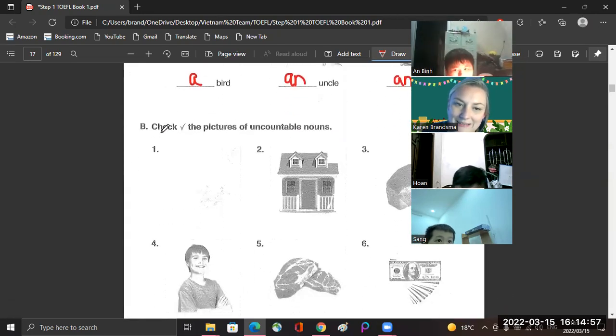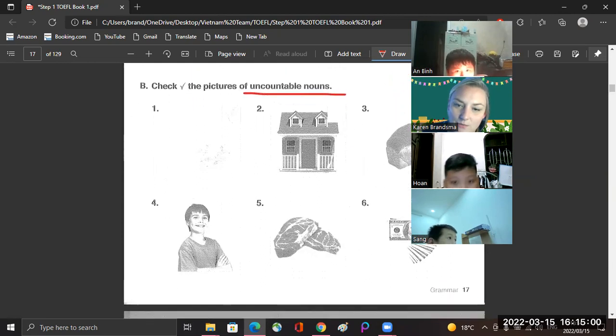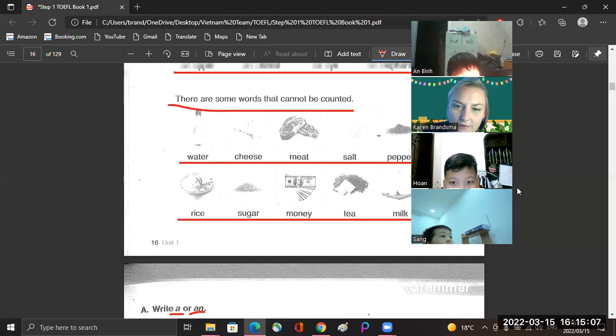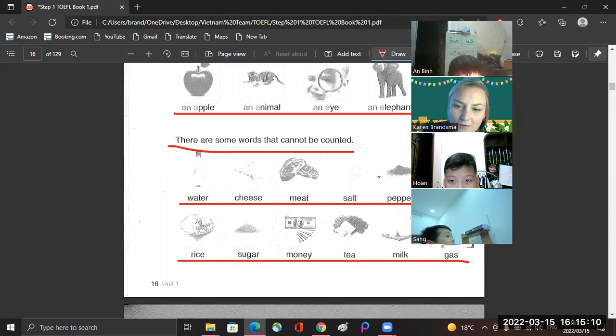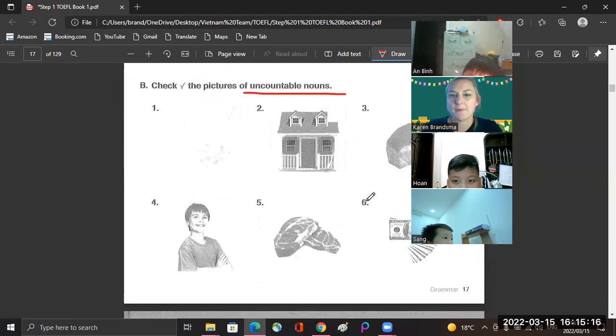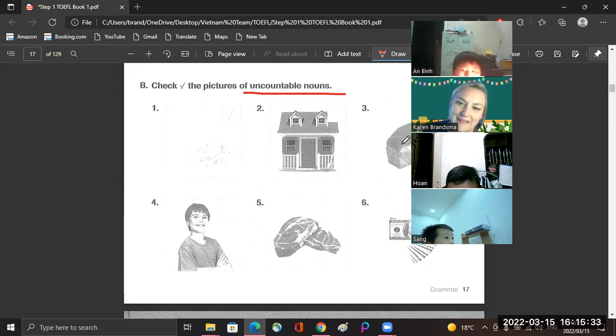Okay, now we need to check the pictures of uncountable nouns. I don't see picture one, but let's look over here, okay? If we can remember, they cannot be counted. Bin, is number two an uncountable noun? No. Okay. Hoan, is number three an uncountable noun? Yes, it is. What is number three, Hoan? A bread. Yes, very good.